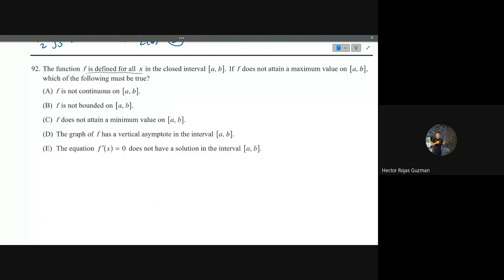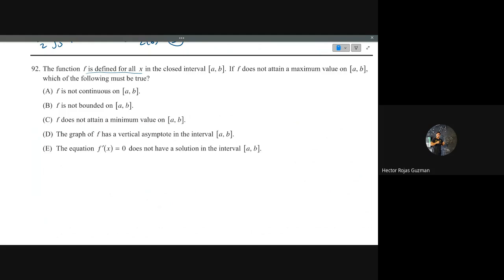f is not continuous. f is not bounded. f does not attain a minimum value. The graph of f has a vertical asymptote. The equation f prime of x equals 0 does not have a solution. Okay. Well, we know the function f is defined for all x in the closed interval from a to b.